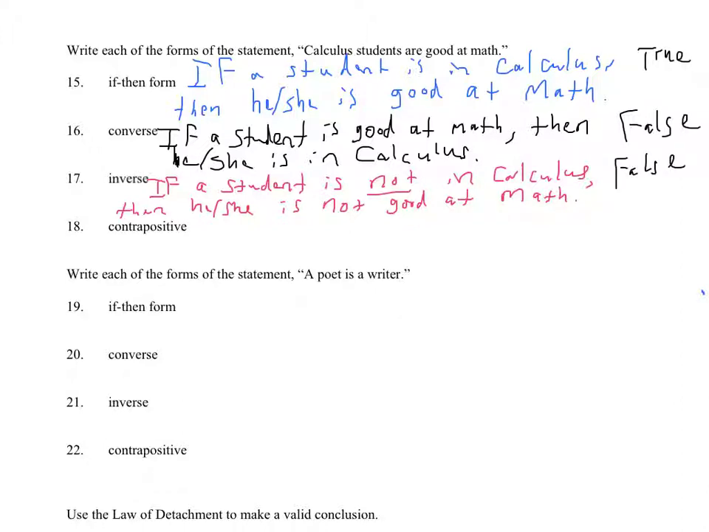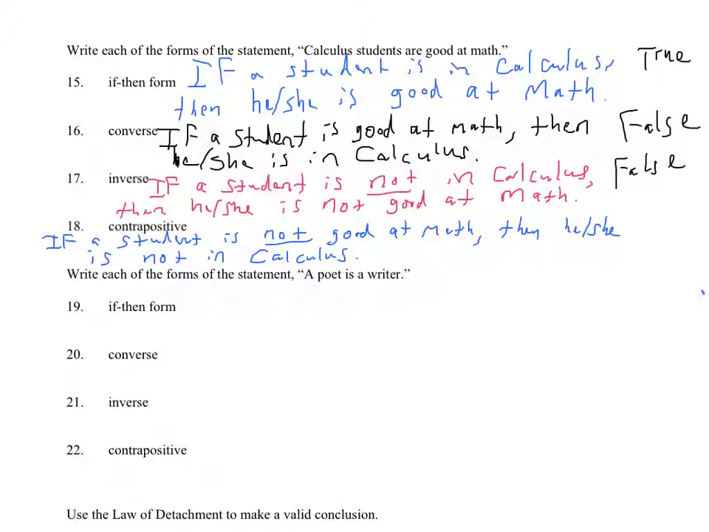Alright, last up is the contrapositive. This is the one that changes everything. It's going to take the original if-then form and reverse it like the converse, but it's also going to negate it like the inverse. So it's kind of like combining both of those. So it's going to say, if a student is not good at math, then he or she is not in calculus.